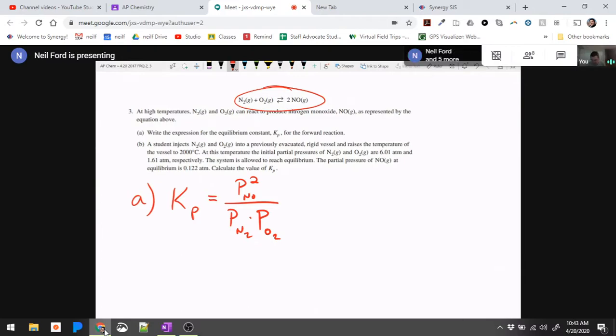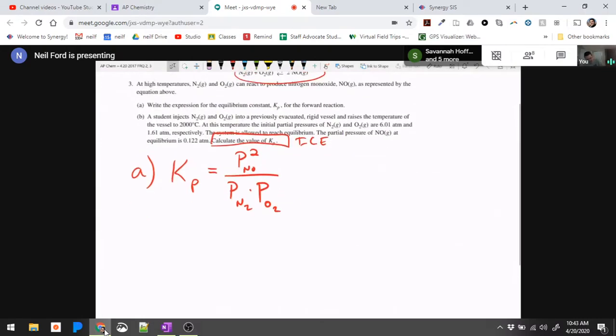A student injects N2 and O2 into a previously evacuated rigid vessel and raises the temperature of the vessel to 2000. At this temperature, the initial partial pressures of N2 and O2 are 6.01 and 1.61 respectively. And then they allow it to reach equilibrium. The partial pressure of NO at equilibrium is 0.122 atmospheres. Calculate Kp. Whenever you're calculating Kp, you're going to need an ICE chart.